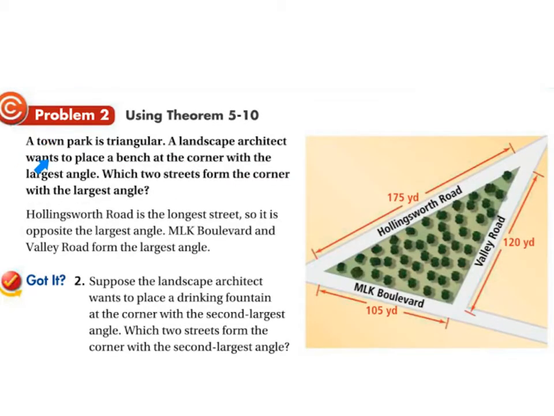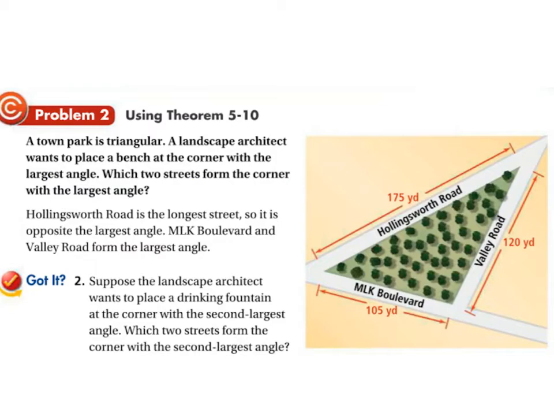All right, so we have this triangular park, and a landscape architect wants to place a bench at the corner with the largest angle. So which two streets form that largest angle? Well, the largest angle is going to be opposite the longest side. The longest side here is Hollingsworth Road. And so the opposite angle is going to be formed by the two roads that make that angle. So Martin Luther King Boulevard and Valley Road form that largest angle, because that's what it's asking. Which streets form the corner?